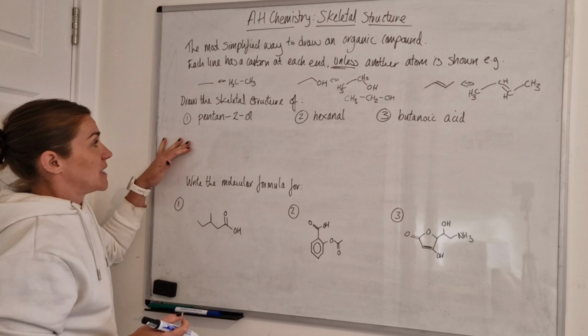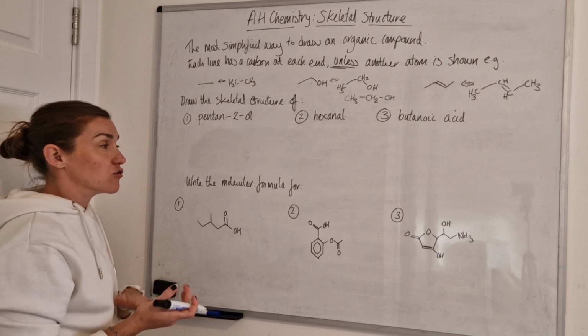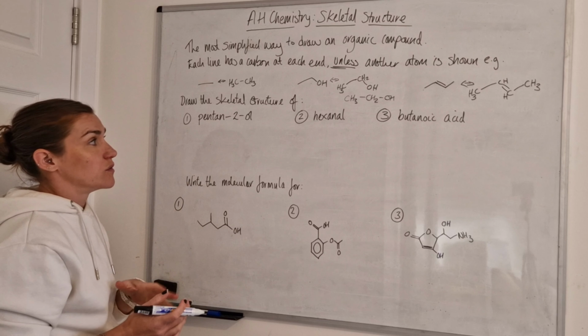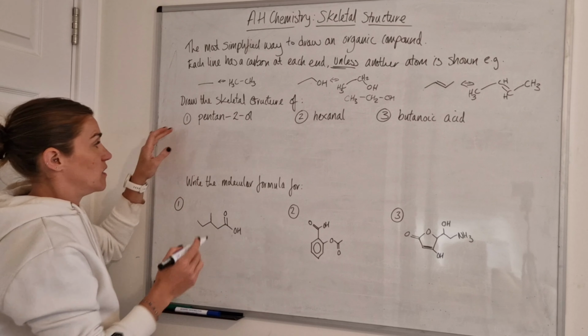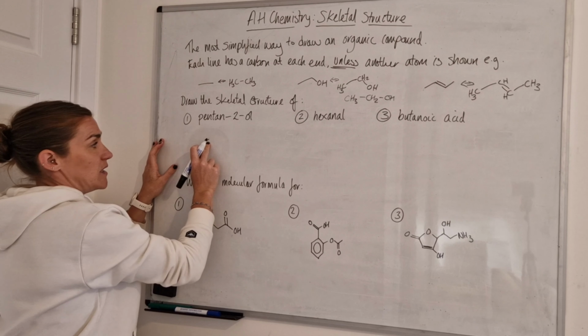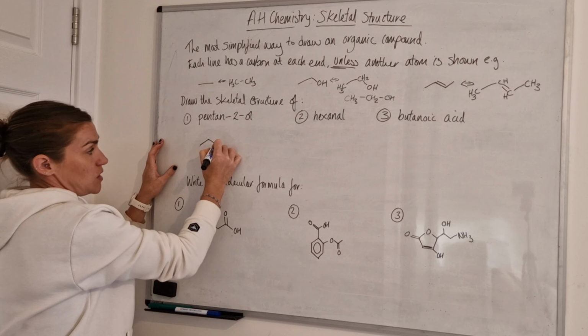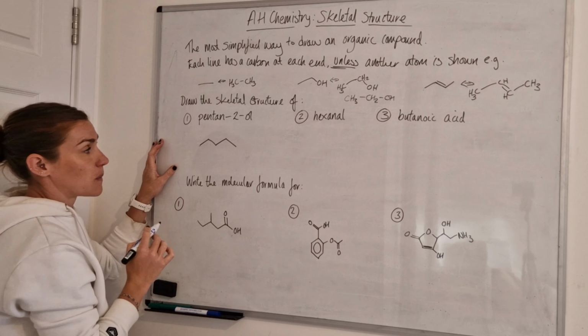So pentan-2-ol, we know that's 5 carbons with a hydroxyl group on carbon 2. So we start off by drawing our carbon chain. For 5 carbons, just remember there's one at each end, so that's 1, 2 carbons I've drawn in so far. 3, 4, 5. And you can do a double check at the end. Each point's a carbon, so 1, 2, 3, 4, 5.